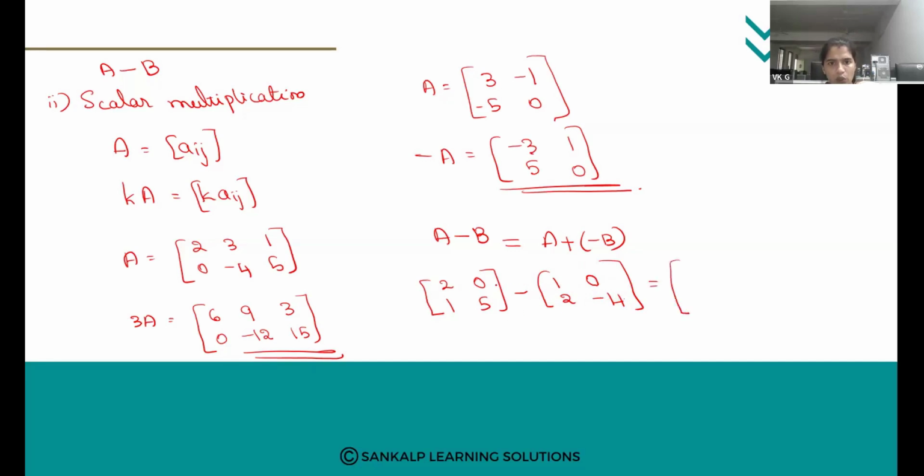So 2 minus 1, 1. 0 minus 0, 0. 1 minus 2, minus 1. 5 minus -4.